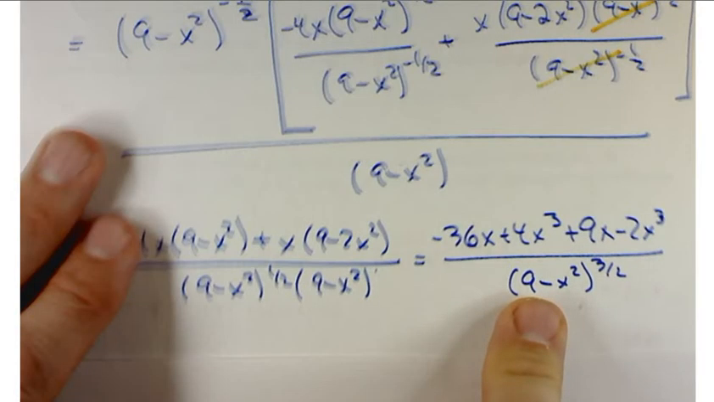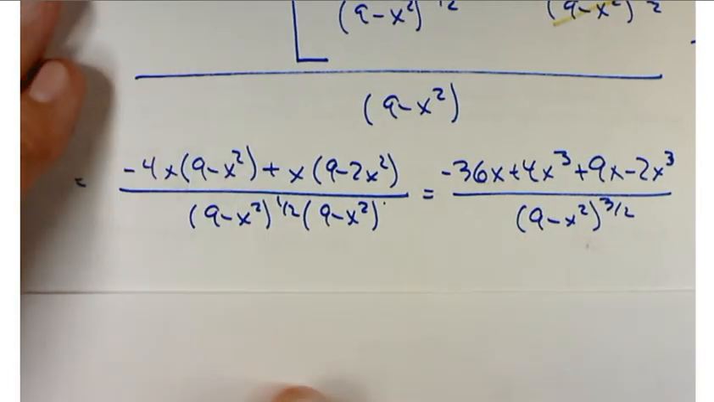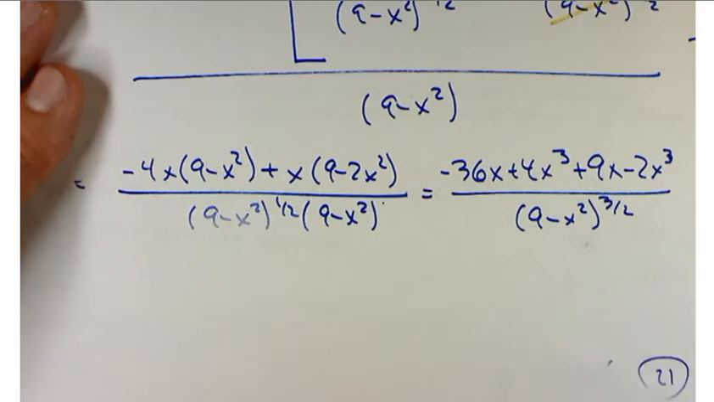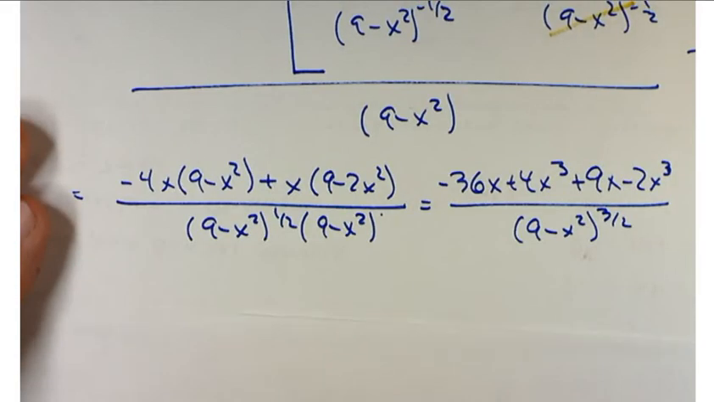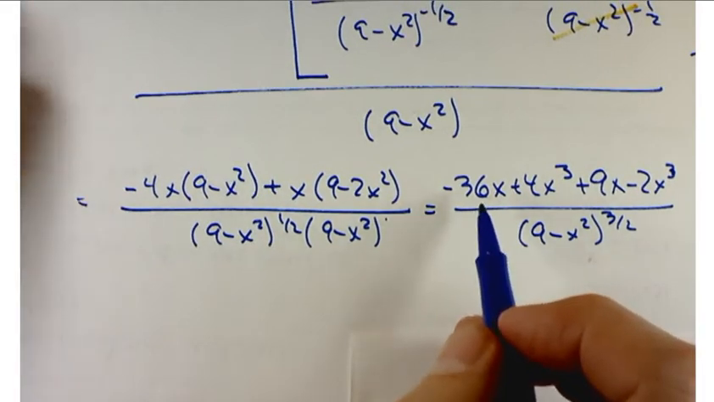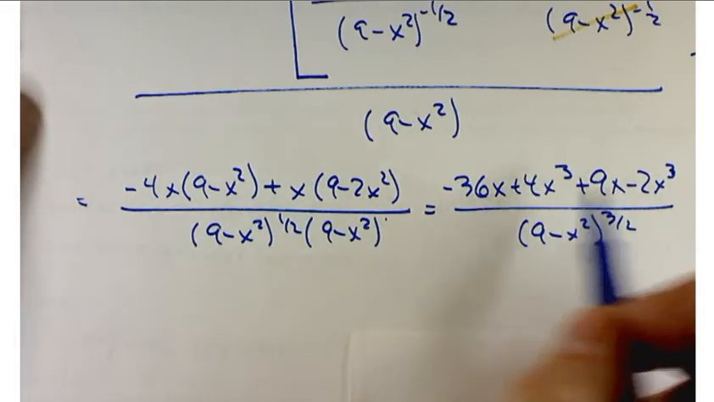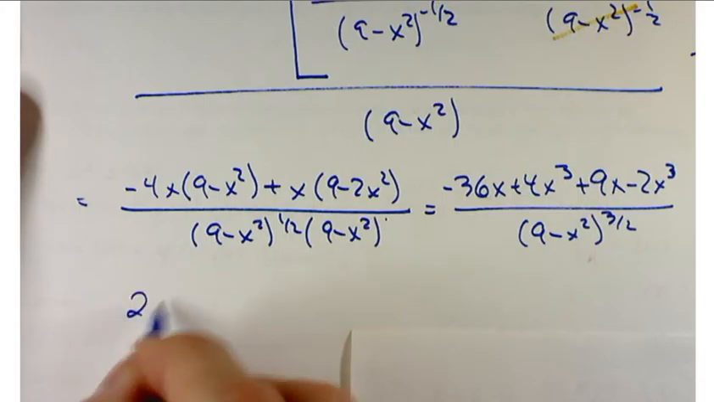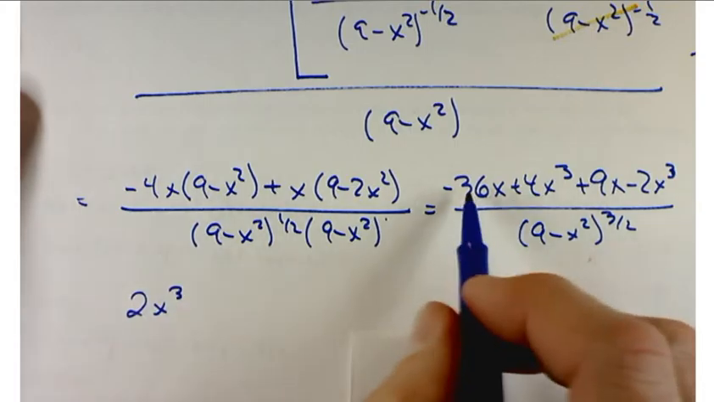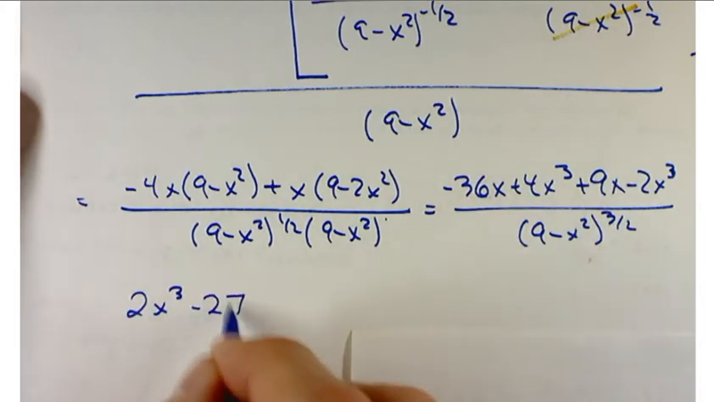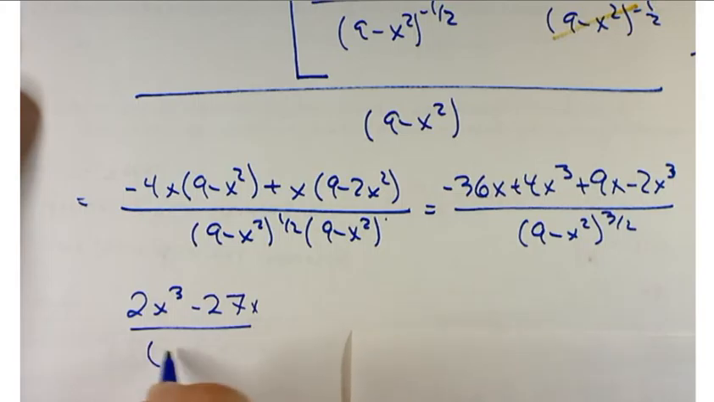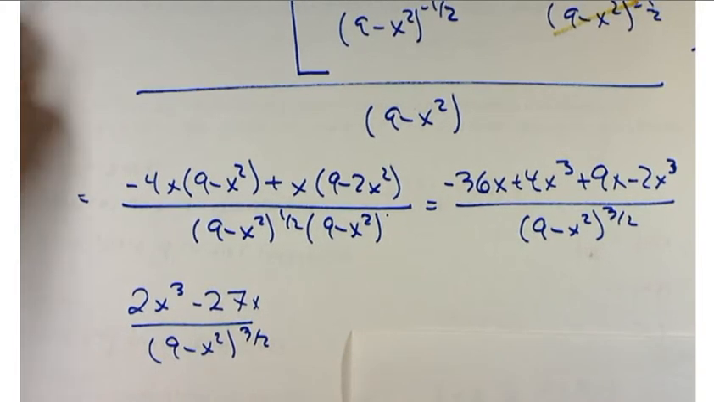Almost done. Take a deep breath. So the last thing to do here is to add up the like terms. 4 minus 2 is 2. So 2x cubed minus 27x over 9 minus x squared to the 3/2. Woo! Nice. Okay. Yeah, easy for me to say, right?